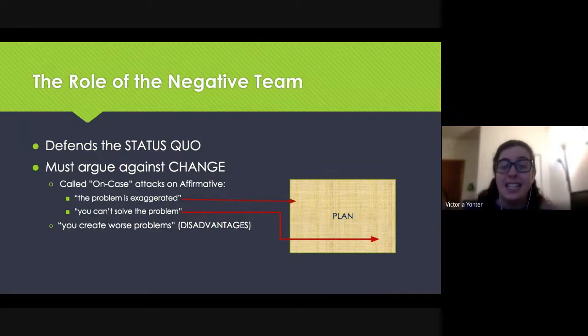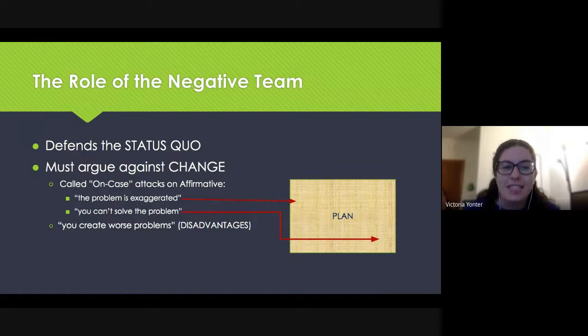You do on-case attacks, which are attacks on the case itself. Again, we'll get to disadvantages in another coach workshop, also hosted by me, where the argument is that you create an external worse problem, which is what a disadvantage is. It's a key negative position to argue that, no, if you do this, there's another unintended consequence that is really bad. And so that's what a disadvantage is. But right now we'll talk about on-case, as will the next lecture.